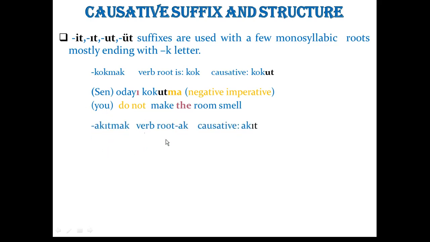Akıtmak, the verb root is ak, the causative structure is akıt, in the meaning of let something flow. So sometimes we also translate the Turkish causative structure with a let someone do meaning. So here, for example, ben suyu akıtacağım, future sense: I will let the water flow.